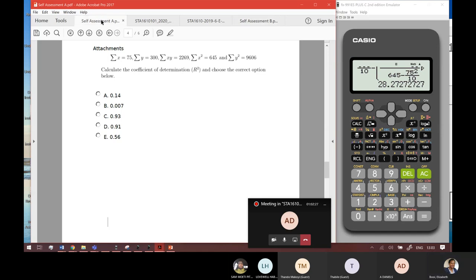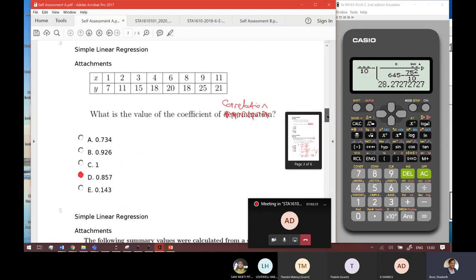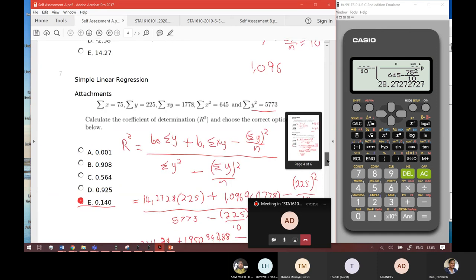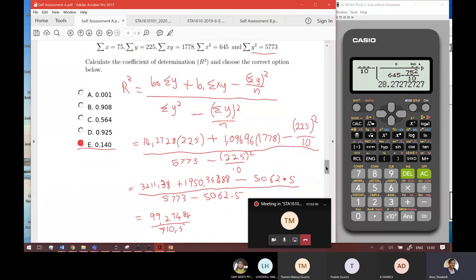Coefficient of determination. I'm going to go to the exercise we did last time because we did write the formula down. I remember that that formula is very, very long. It is B0 times the sum of Y, plus B1 times the sum of X and Y, minus the sum of Y squared divided by n, everything divided by the sum of y squared minus the sum of y squared divided by n.